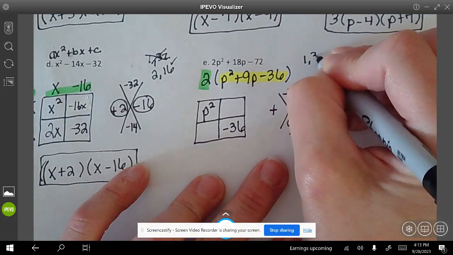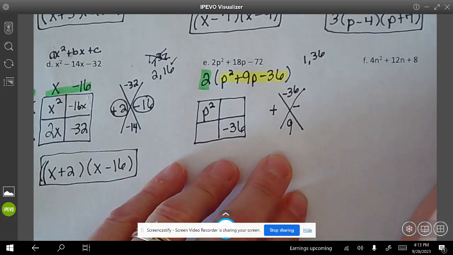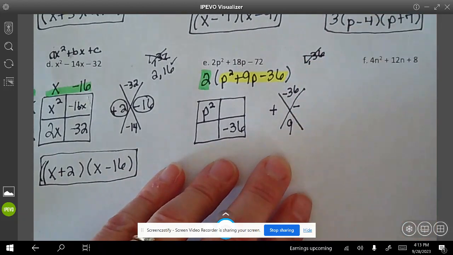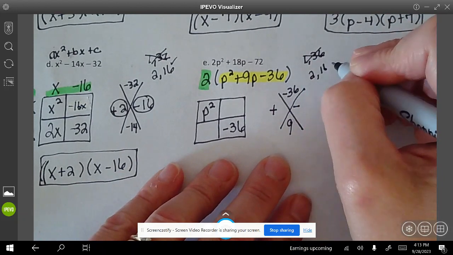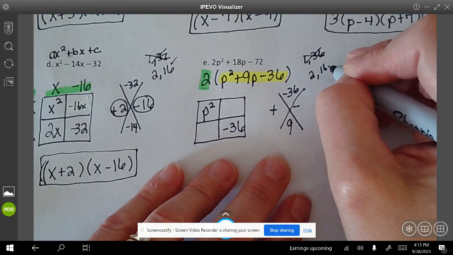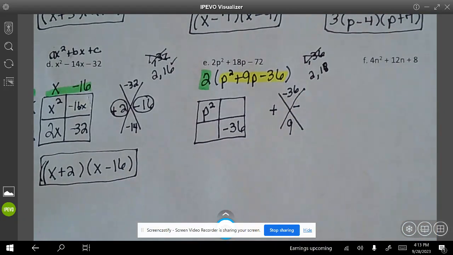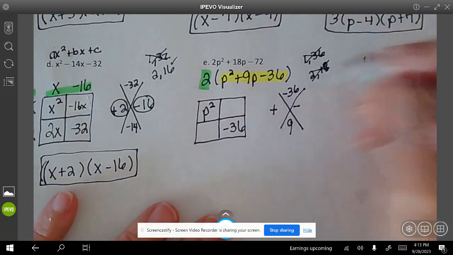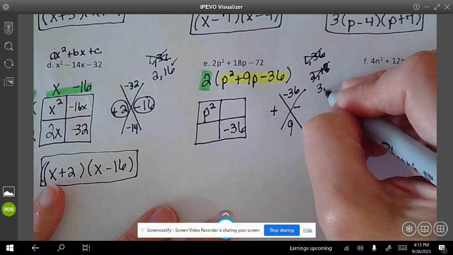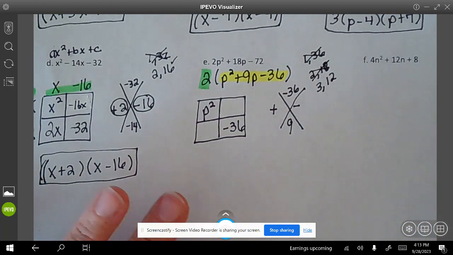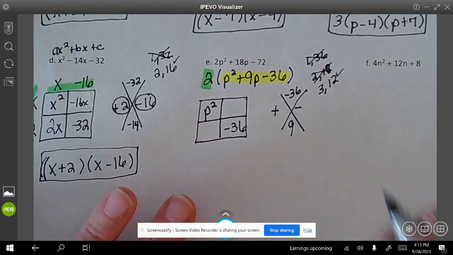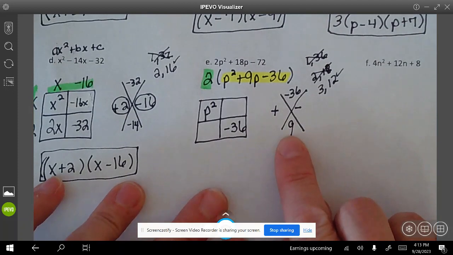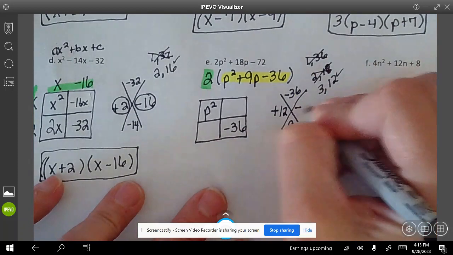Well, let's start at 1. 1 and 36. 1 times 36, but 36 minus 1 is 35, so that doesn't work. 2 and 18. 18 times 2 is 36, and then 18 minus 2 is 16, so that doesn't work. Okay, what about 3? Well, 3 times 12 is 36, and 12 minus 3 is 9, so that works. That's the one I want to use. Okay, my bigger number needs to be positive because I have a positive 9. So positive 12, negative 3.